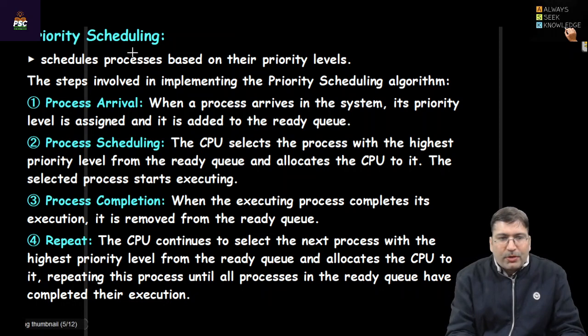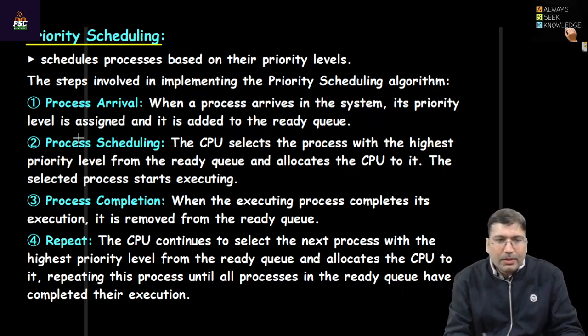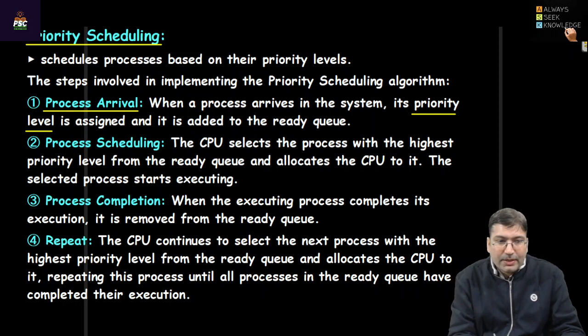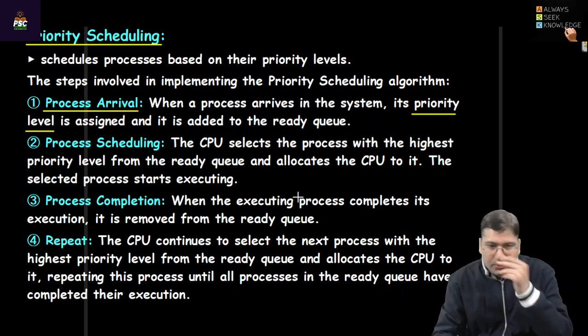Now the next is priority scheduling. In priority scheduling, the decision or CPU allocation will be done based on the priority value, right? So the scheduler processes them based on their priority level. The first step is process arrival. When the process arrives, it will have an associated priority level. So it will arrive in the ready queue with an associated priority level or priority value.